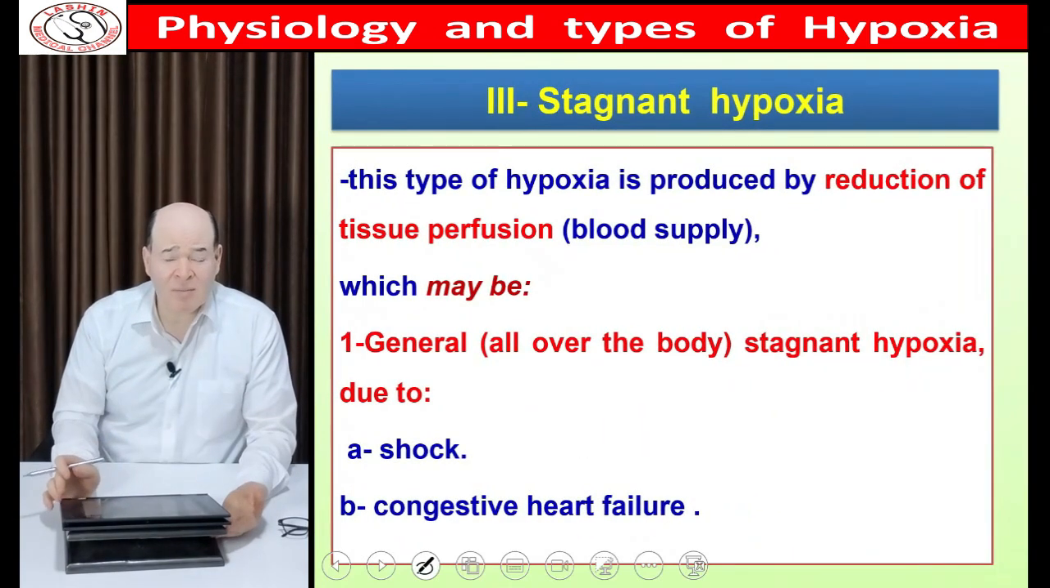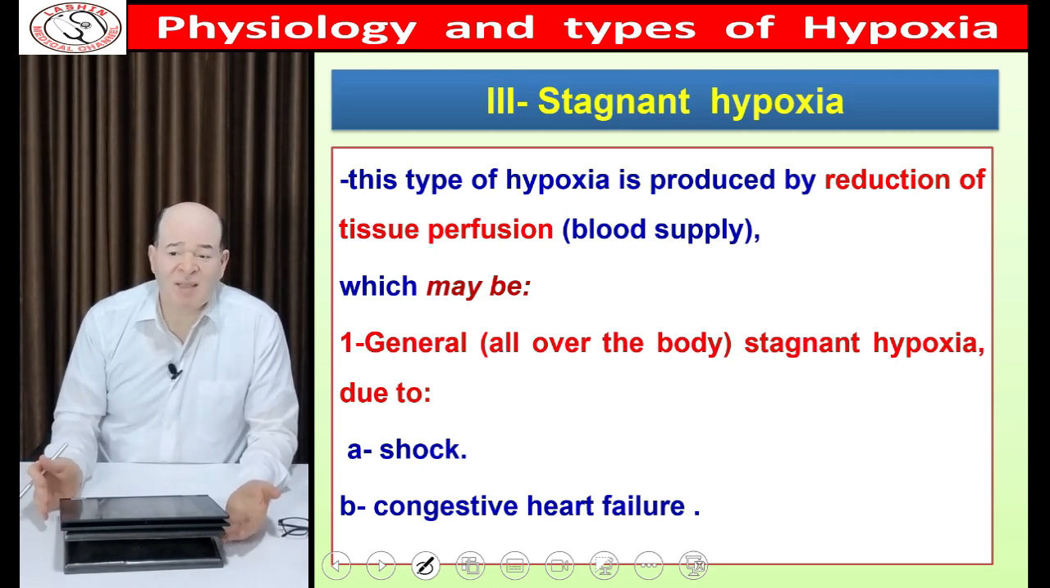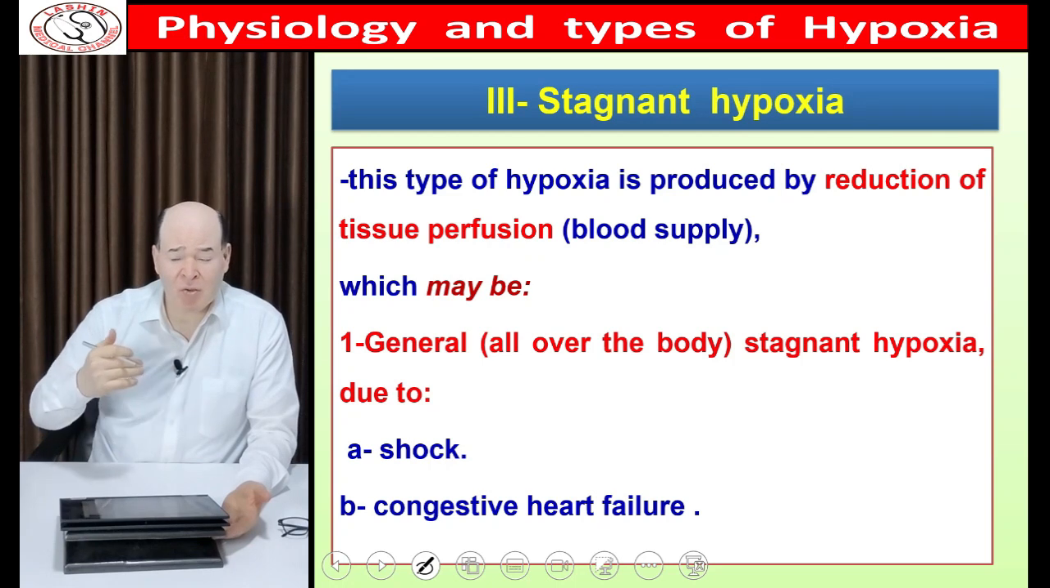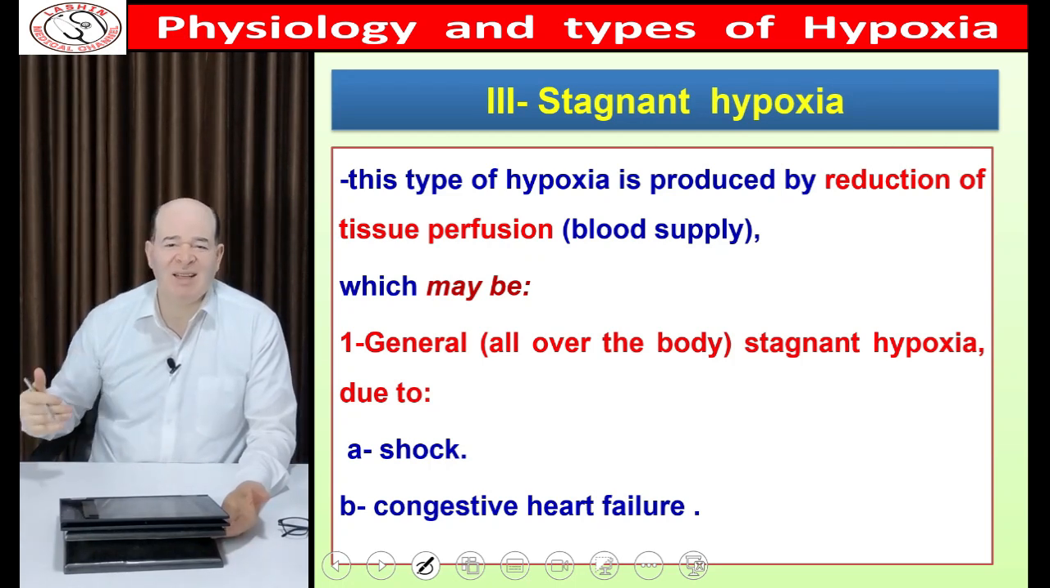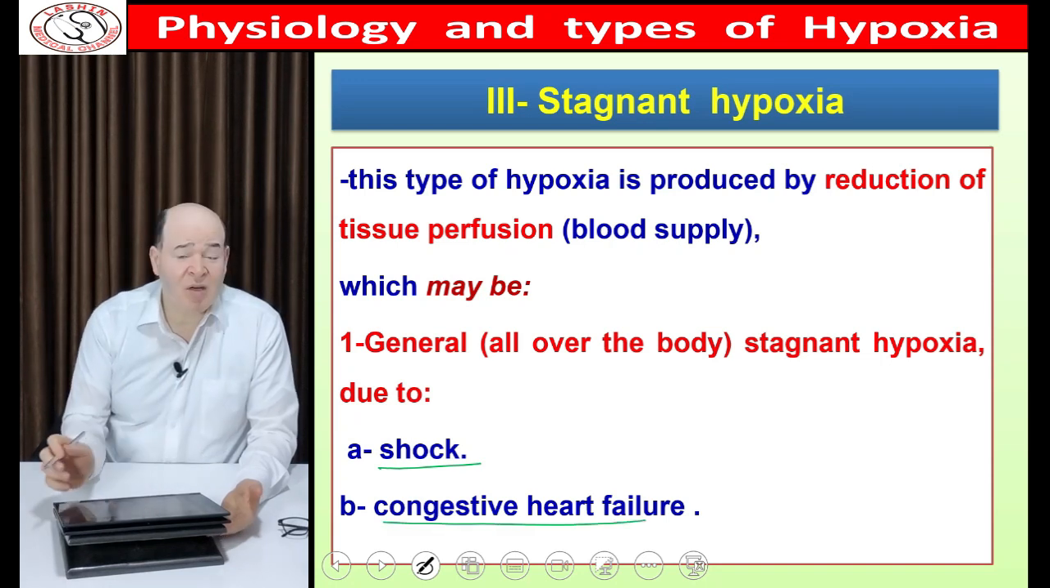The third type is stagnant hypoxia. This type of hypoxia occurs because of blood stagnation. No problem in gas exchange or pulmonary ventilation. No problem in hemoglobin. The problem is in the transport process. There is much slowing in the circulation, so oxygen delivery to the tissue is delayed. There may be a state of shock or a condition of heart failure.